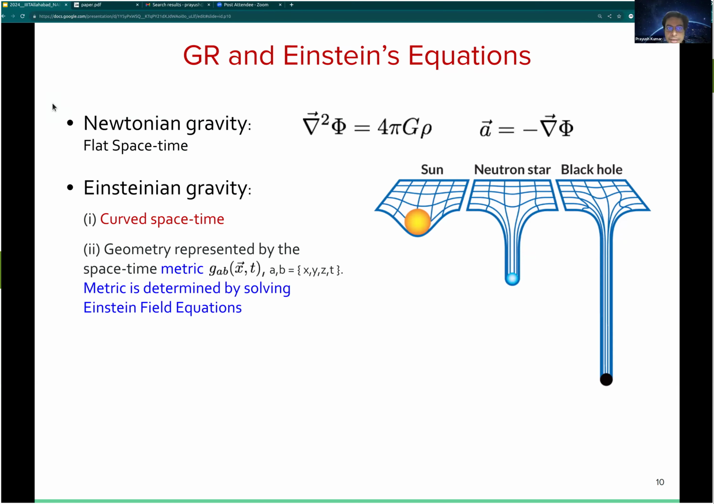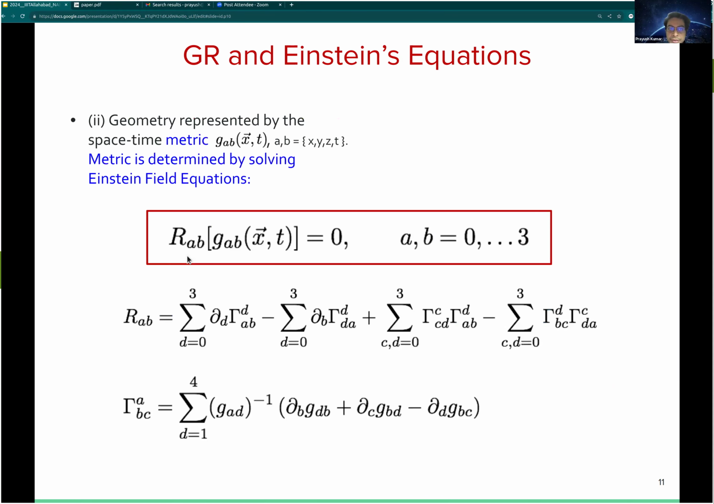We're solving Einstein's equations, which, unlike in Newtonian gravity, which can be stated in this form, in Einsteinian gravity, the space-time itself is poised to be curved. And this curvature is represented by the metric of the space-time fabric. This metric is a tensorial field that is typically represented as a g_ab tensor. And this field itself is determined by solving Einstein's equations, which is a set of 10 coupled second-order partial differential equations, subject to some initial and boundary conditions.